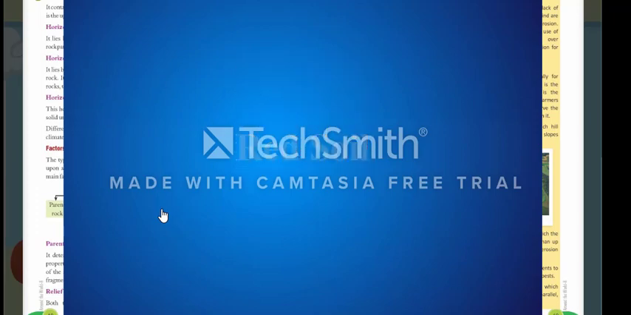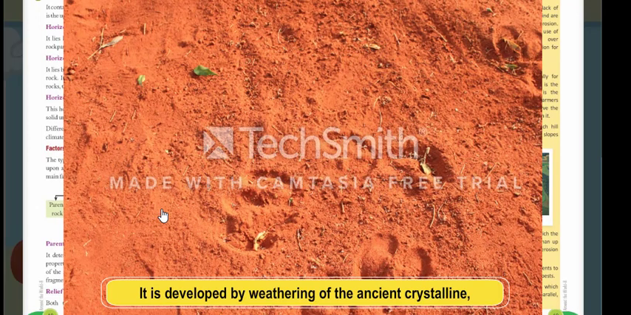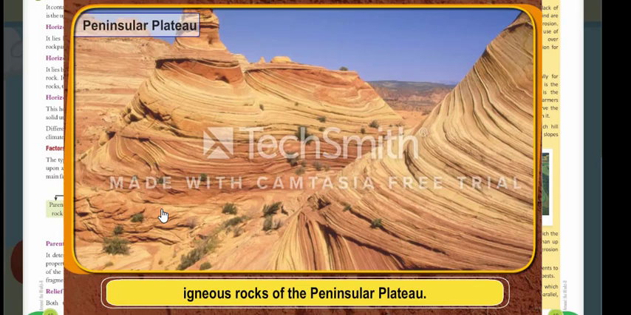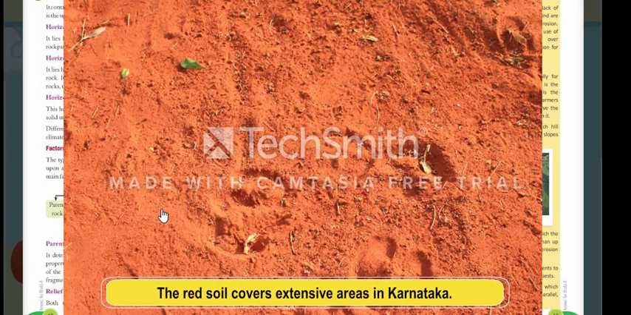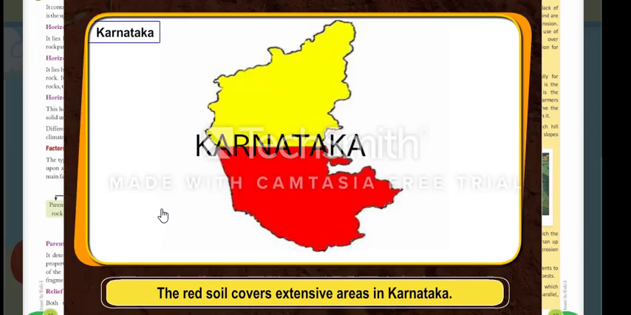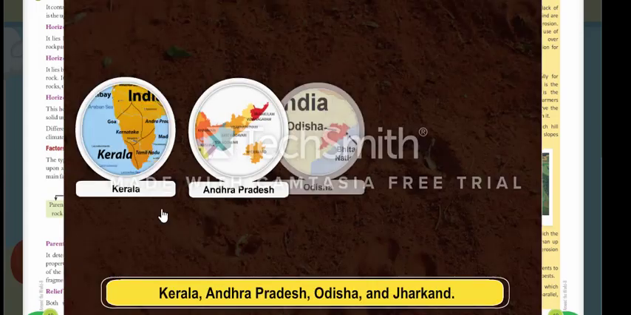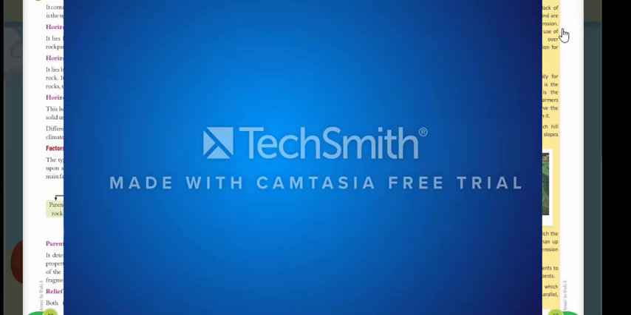Red soil. It is developed by weathering of the ancient crystalline igneous rocks of the Peninsular Plateau. The red soil covers extensive areas in Karnataka, Kerala, Andhra Pradesh, Odisha, and Jharkhand.